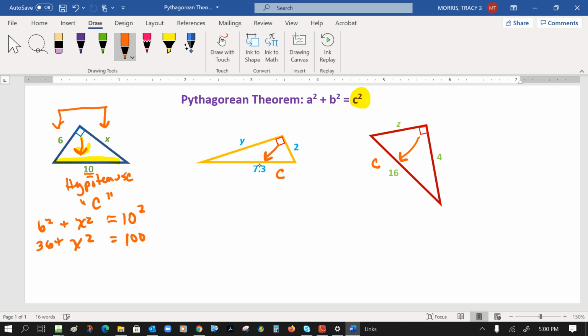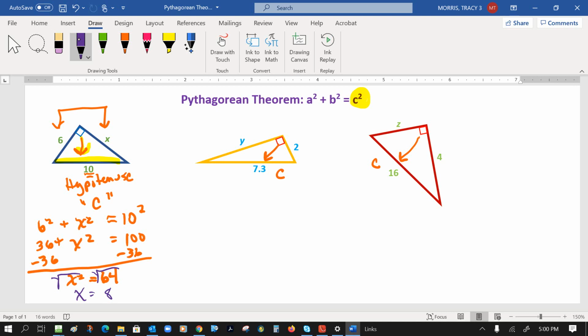So let's get all our like terms, these values, to one side. And we have x squared equals 64. The opposite of a square is a square root, so x equals 8.